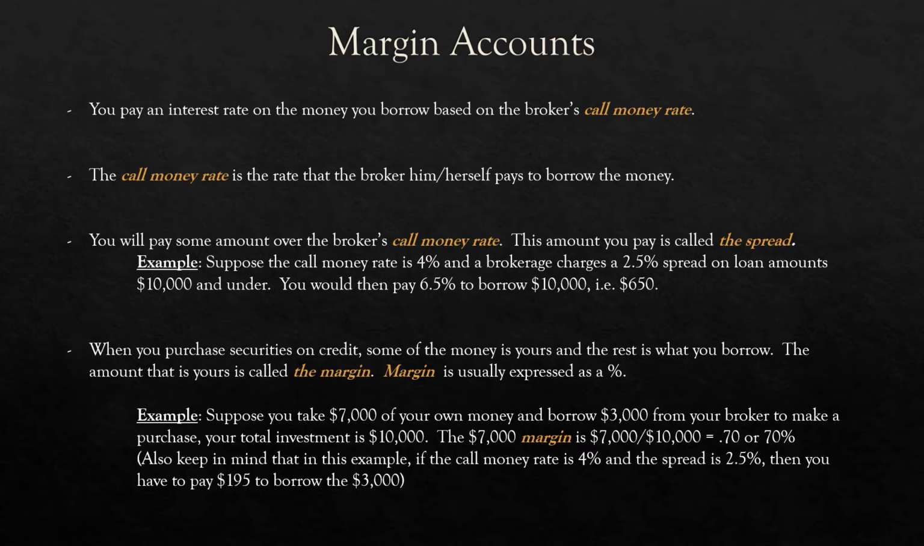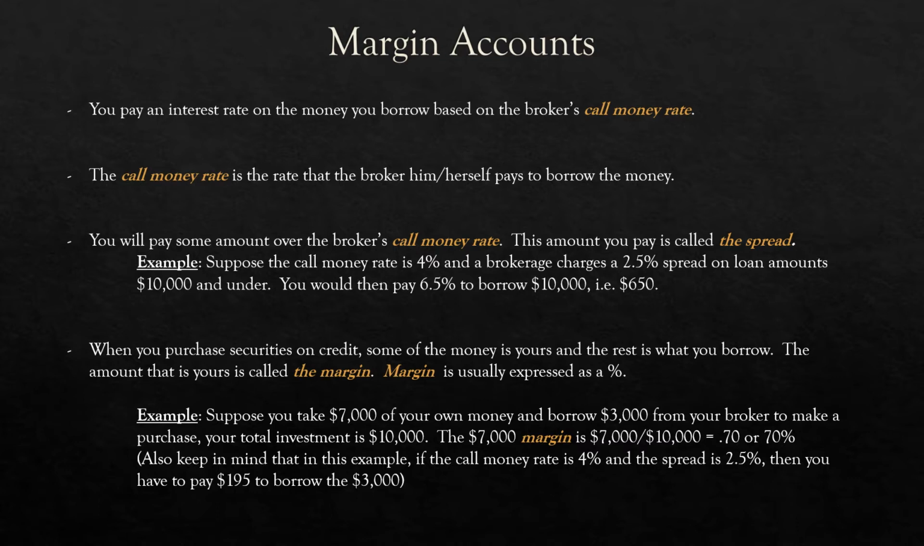And this amount you pay is called the spread. So for example, suppose the call money rate is 4% and a brokerage charges a 2.5% spread on loan amounts $10,000 and under. So then you would pay 6.5% to borrow 10,000. So that's exactly $650.